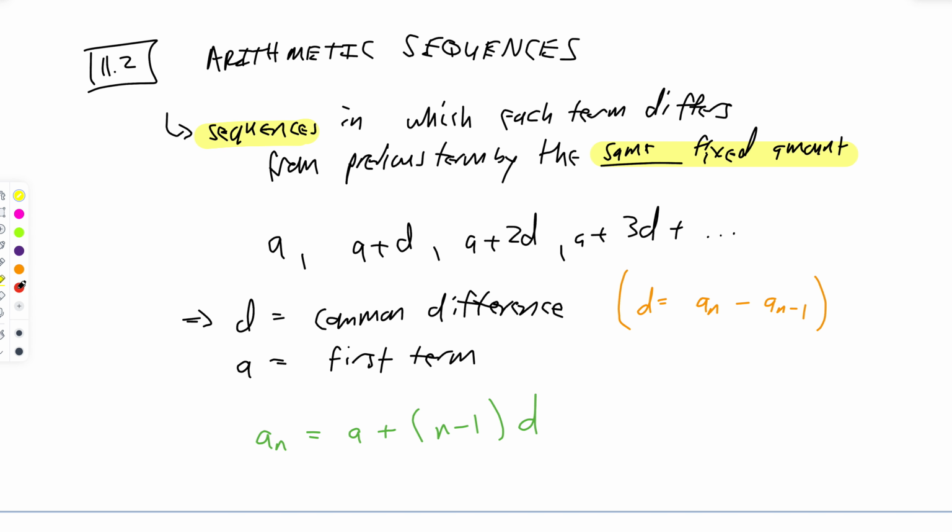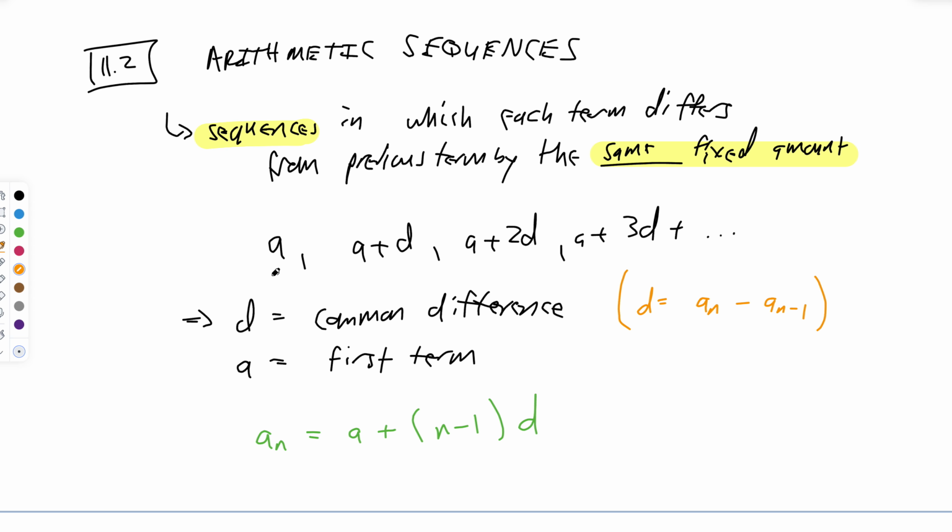And what we also see is that if I want to determine the nth term, so I want to get a general formula for my arithmetic sequence, we can actually use this formula here. So a sub n will be equal to a, the first term, plus n minus 1 times d. So the n minus 1, let's think about this really quickly. Where is this coming from, right?